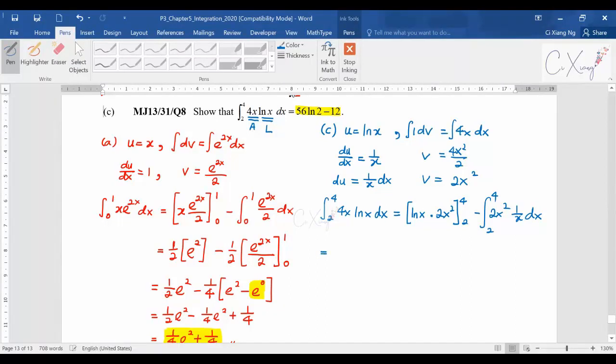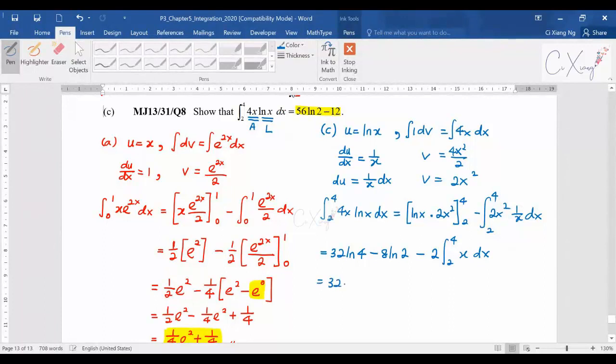Again, I also substitute the value in here. Substituting in 4, 4 squared becomes 16, 16 times 2 you get 32. So you have 32 ln 4. Then minus, substitute in the 2: 2 squared multiplied with 2, you get 8. So you have 8 ln 2 here. Then minus, for this part, I'm going to take out the 2, which is a constant, and after that I simplify the thing inside, and I have the x.